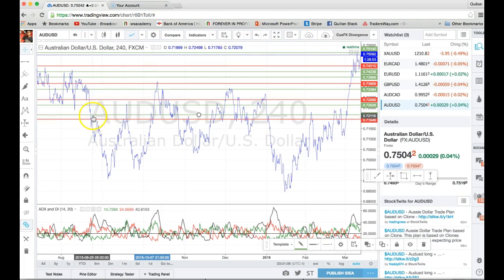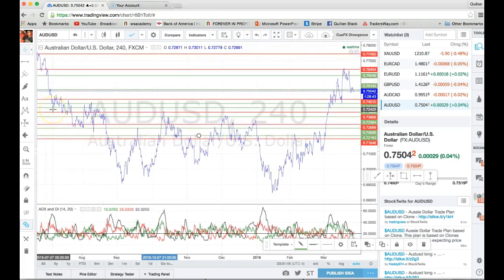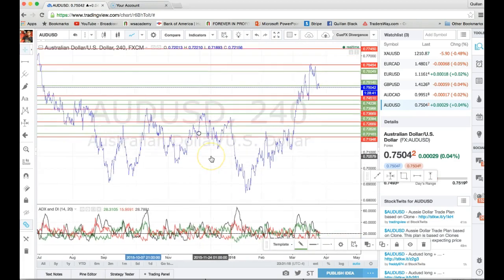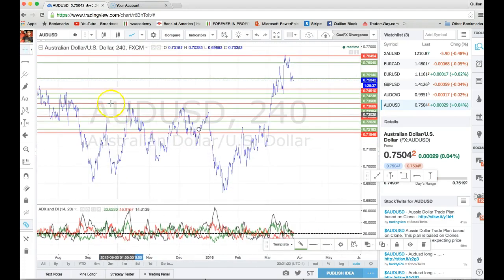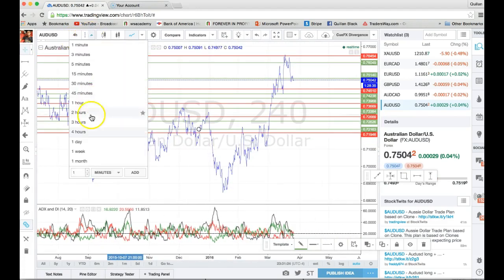It acted as a little bit of resistance right here. Resistance, resistance, resistance, support right there, resistance, support right there. This area on the bottom, you don't really have to touch too much because price is nowhere close to there. So you don't even have to really bother with it.